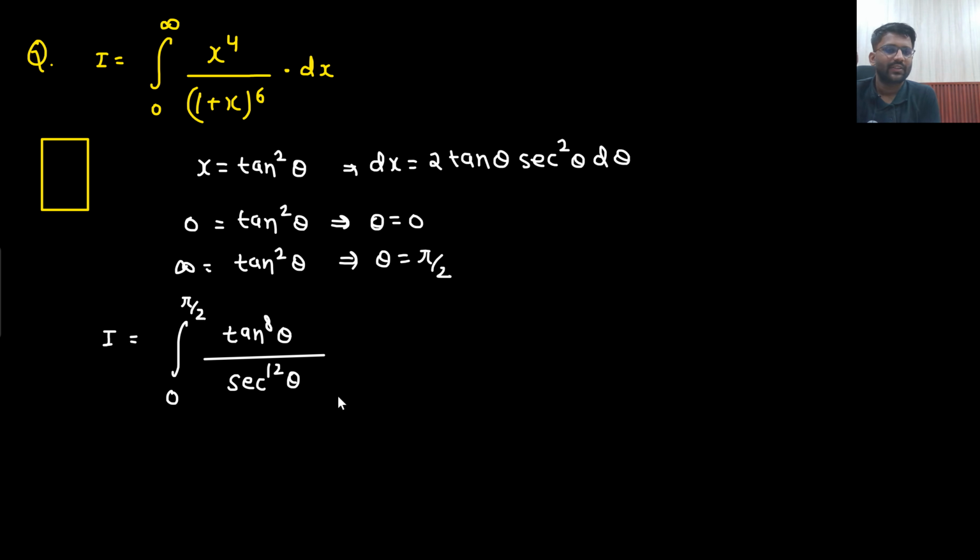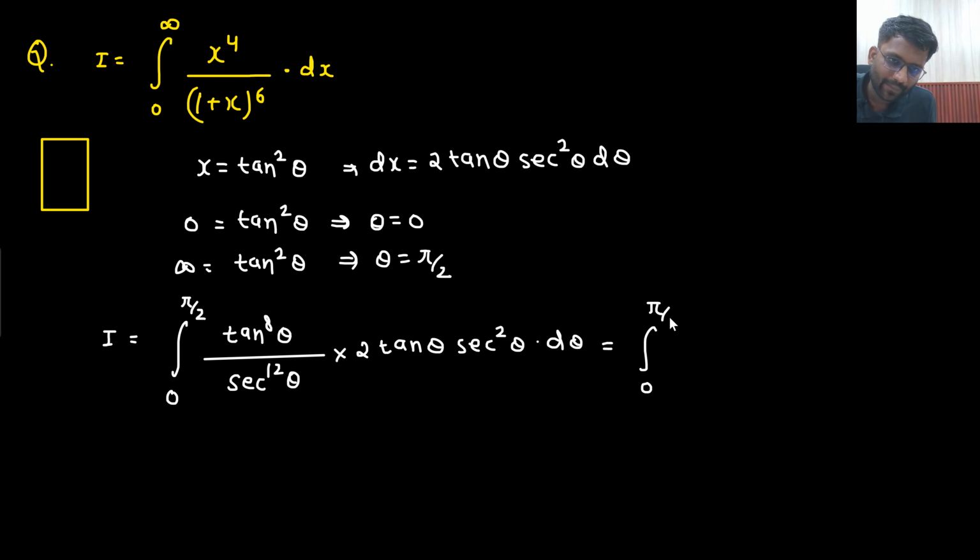Understandable? 1 plus tan square theta. Here x equals tan square theta you are putting. So 1 plus tan square theta will become sec square theta. Sec square theta to the power 6 will become sec to the power 12 theta. Dot dx. What is dx? dx is nothing but 2 tan theta sec square theta d theta. So 0 to pi by 2.